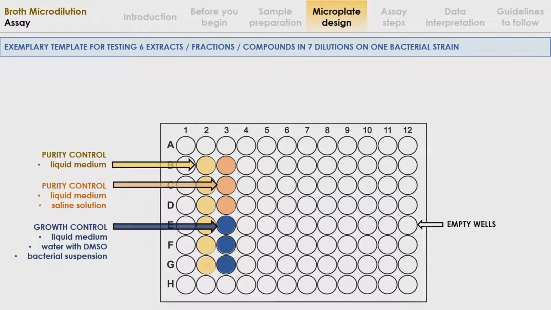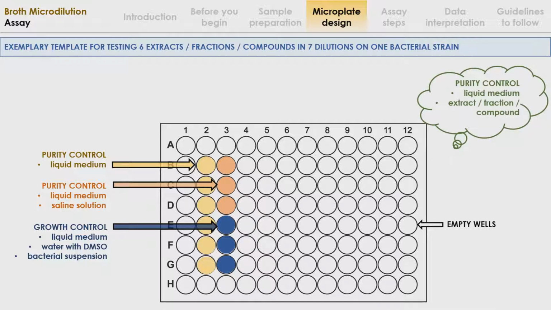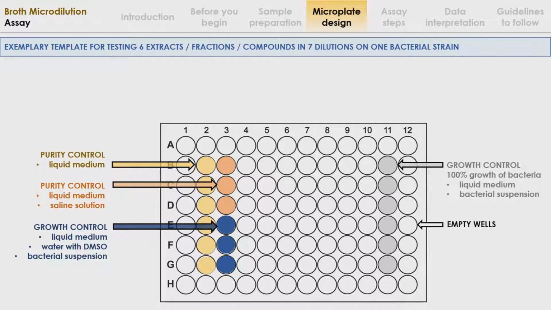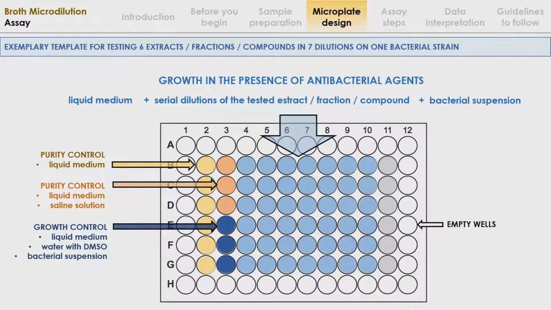If you had to dissolve your samples in DMSO, then now you have to check how it affects bacterial growth. In a separate plate, you should also examine sterility of your samples, extracts, fractions, or compounds. Finally, wells for reference bacterial growth. And the rest of the microplate is devoted to test how your extracts, fractions, or compounds affect the bacterial growth.